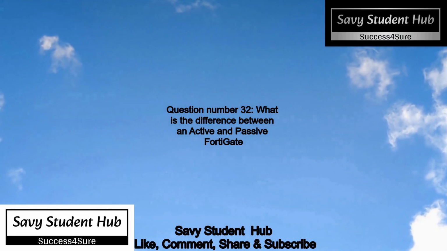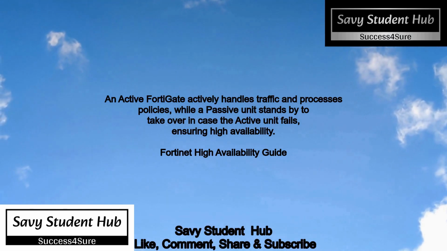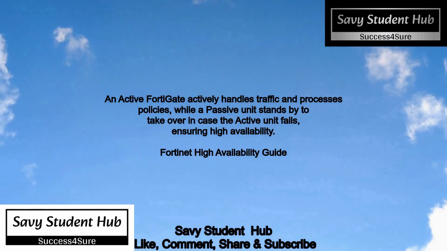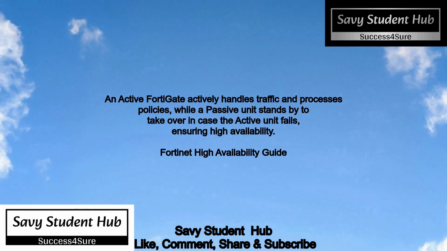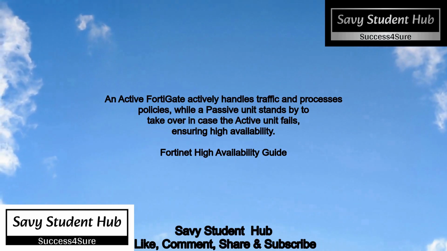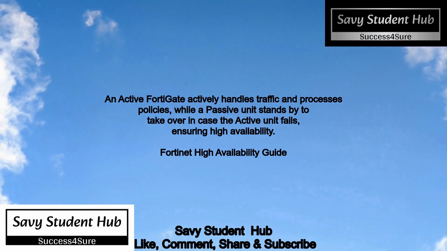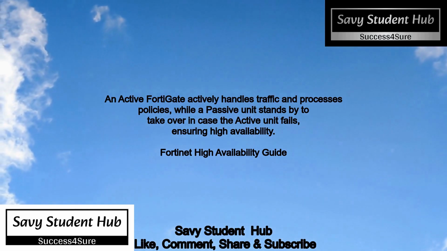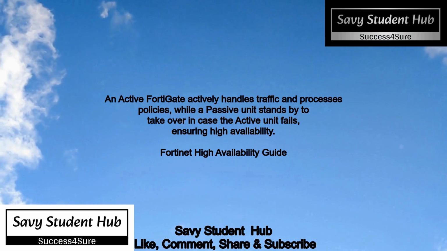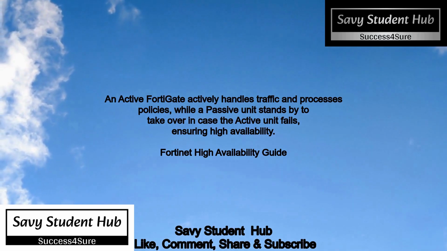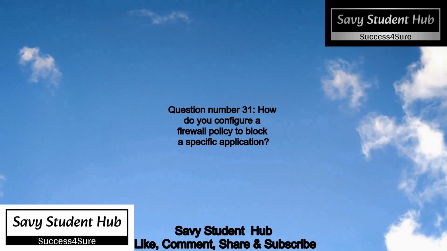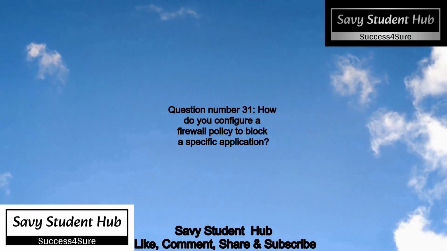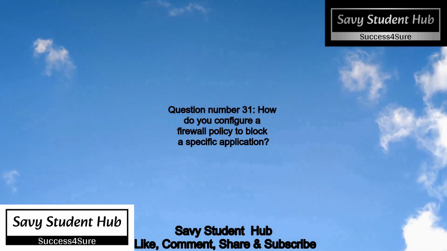An active FortiGate actively handles traffic and processes policies, while a passive unit stands by to take over in case the active unit fails, ensuring high availability. Question number 31. How do you configure a firewall policy to block a specific application?